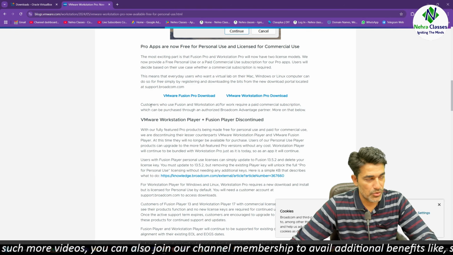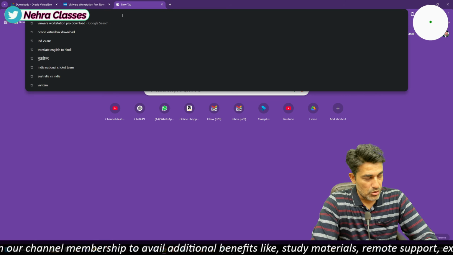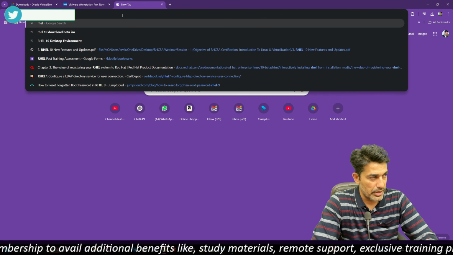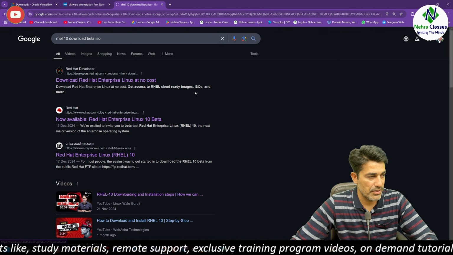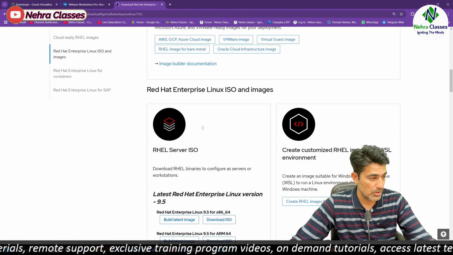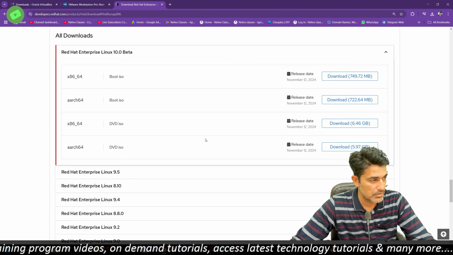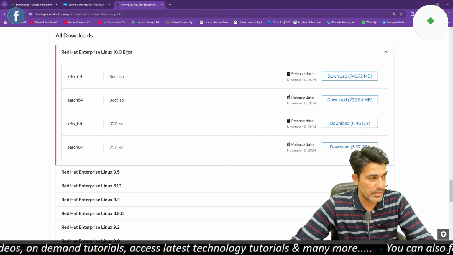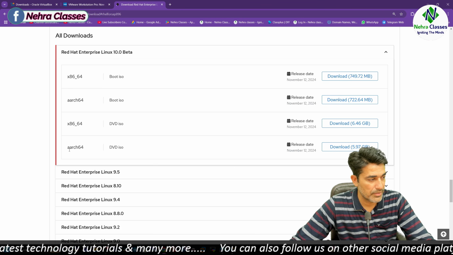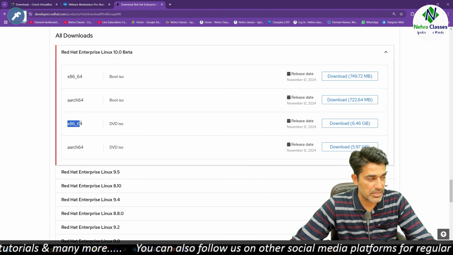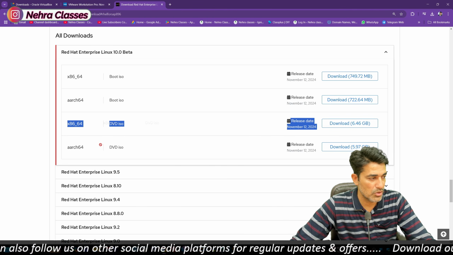What you would require is to download the RHEL 10 ISO image. You can search for RHEL 10 download beta ISO. Visit the very first link. Go to the end. You will find Red Hat Enterprise Linux 10 beta. You need to download this file. If your machine architecture is x86_64, you can go for this one. Or if you are using ARM64, you can go for this one.